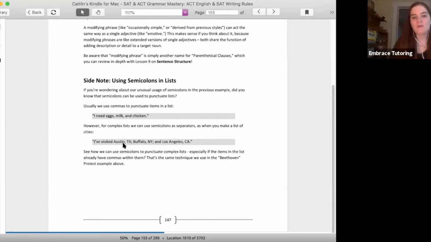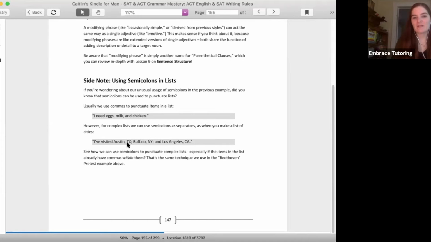state. So in that case, it makes it easier for us to separate the items in this complex list by using a semicolon. So Austin, Texas is one term. Buffalo, New York is the second, and Los Angeles, California is the third. So the semicolon is acting as a stronger bit of punctuation than just another comma. Because we're dealing with more complex terms that need a little bit more clarity than just simply listing items in a list, okay?